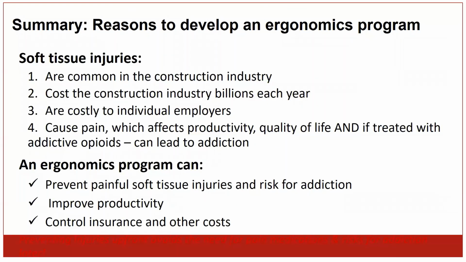To recap, a company should develop an ergonomics program because soft tissue injuries, which include strain, sprain, and other overexertion injuries, and are also referred to as musculoskeletal disorders, are very common in the construction industry, cost the industry billions of dollars each year, and are very costly for employers in terms of lost productivity and higher insurance costs.